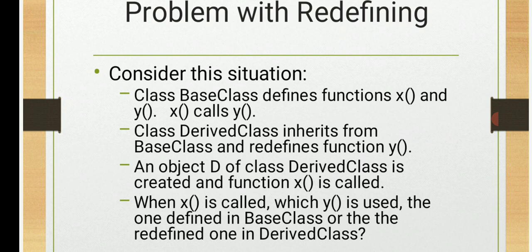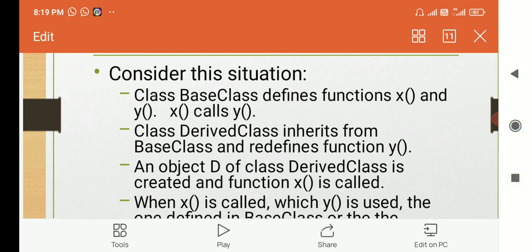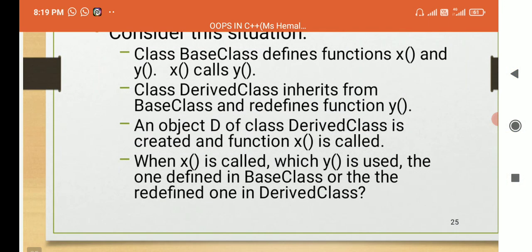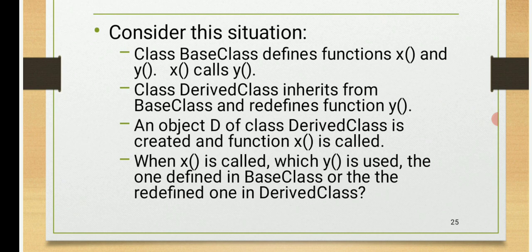An object D of the derived class is created. Here I am creating an object D for the derived class, and function x is called. x is not redefined; we are just calling it using the object D of the derived class. When x is called, which y is used?